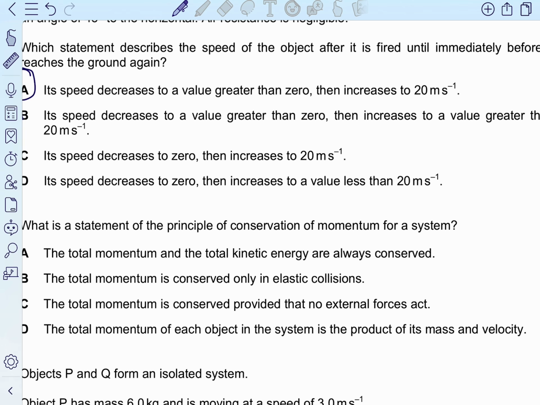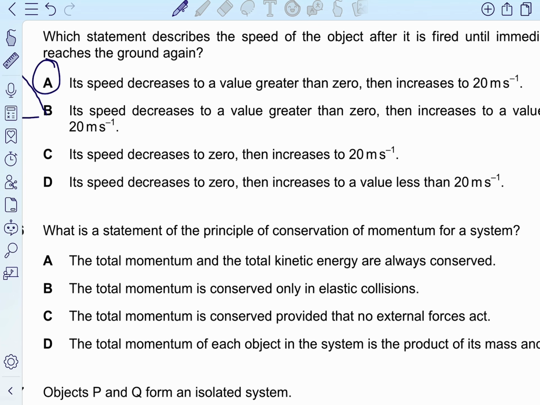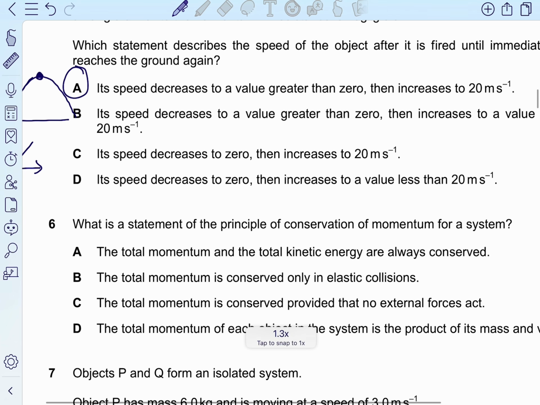Its speed decreases to 0. I have already explained why the speed cannot decrease to 0, because at the top the horizontal component of velocity is still there, so the speed cannot be 0. Therefore we can disqualify options C and D, and option A would be the correct one, where the speed decreases to a value that is greater than 0, and then it will increase back to 20 meters per second when it falls back to the ground.